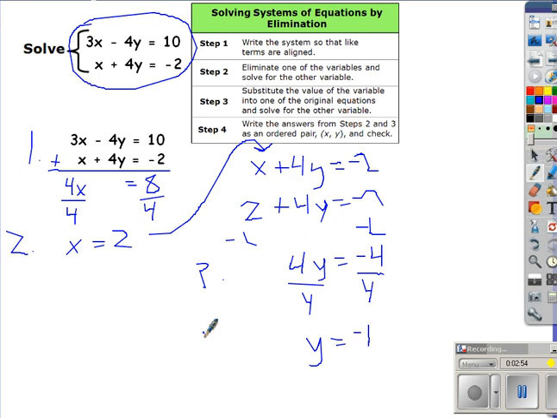The final step, step 4, I have to write them as an ordered pair, x then y. So x comes first, x is 2. Y comes second, y is negative 1. And there's my final answer. 2, negative 1 is the solution for this system of equations. Okay, so that was pretty easy. Well, easy is maybe the wrong word, but it worked fairly well. We added them together, we eliminated a variable, but we're going to try a few harder ones here.